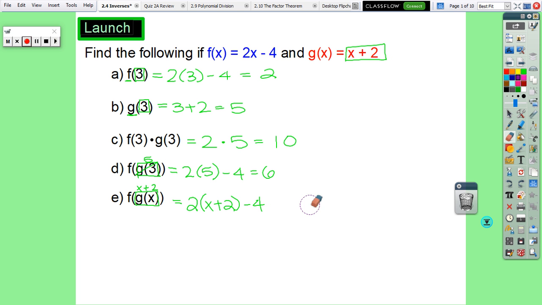I'm looking at the one right above. Oh, good grief. So this one we have to distribute. So 2 times x is 2x. 2 times 2 is 4, and then the minus 4 just drops down. Well, the positive 4 and the negative 4 add to 0, so we are just left with 2x. So f of g of x is equal to 2x.